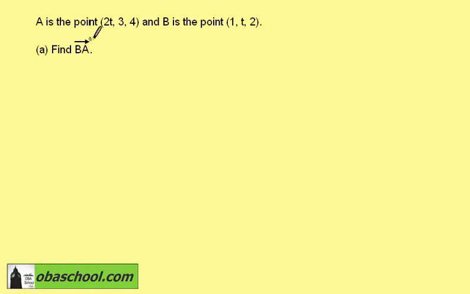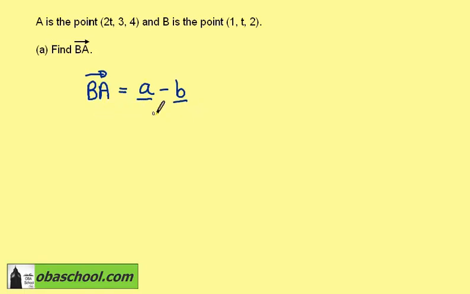A is the point (2t, 3, 4), and B is the point (1, t, 2). We want to find BA. BA, remember, means going from B to A, and this will be A minus B. BA is equal to A minus B is called the turnaround rule, and you can always use this.